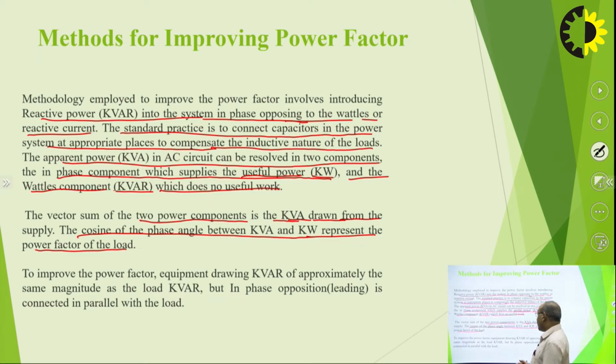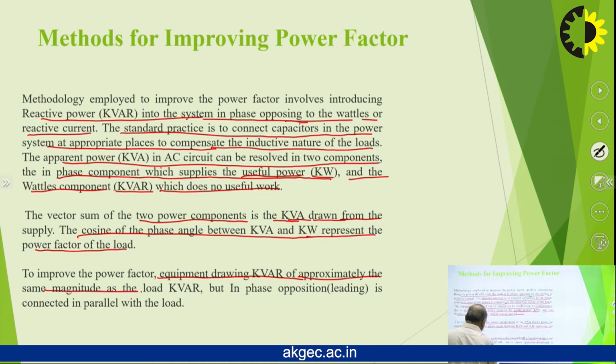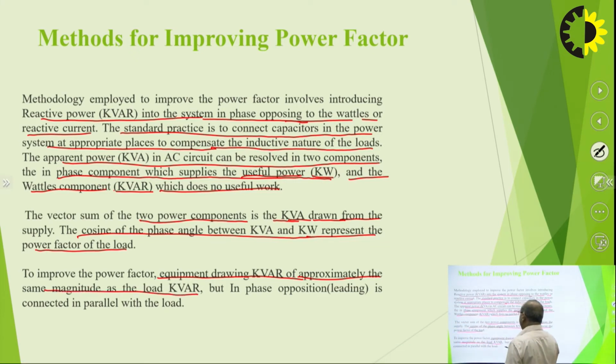To improve the power factor, we use equipment which draws reactive power, kVAR, of approximately the same magnitude as the load's reactive power, but in phase opposition, that is leading. This equipment is connected in parallel with the load whose power factor we want to improve, and by doing so we reduce the net reactive power, since the equipment takes leading reactive power while the load takes lagging reactive power.